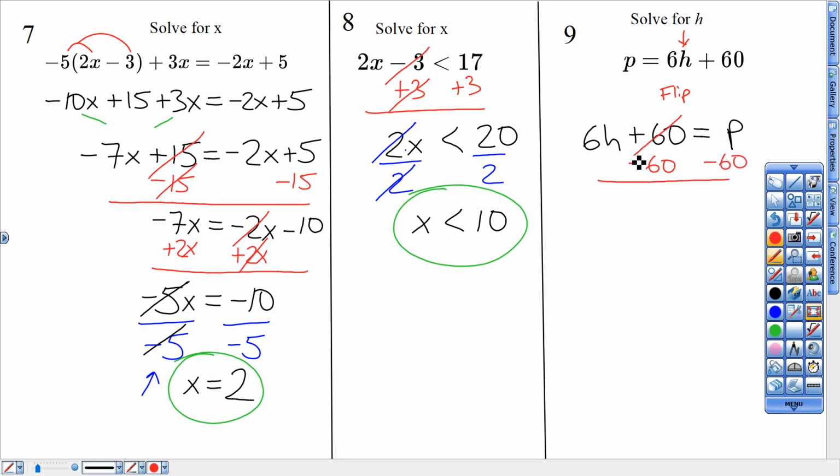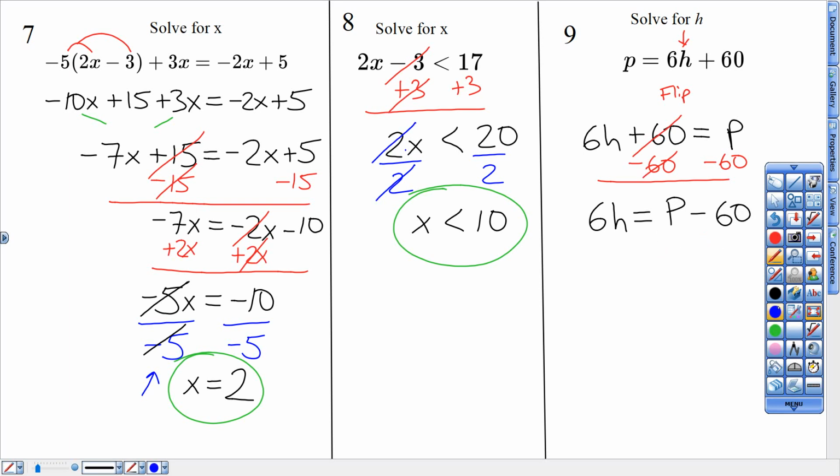When that goes away, make sure you write this correctly. That's 6h equals positive p minus 60. So really watch that. Really watch that. You made that positive p and you made that negative 60.